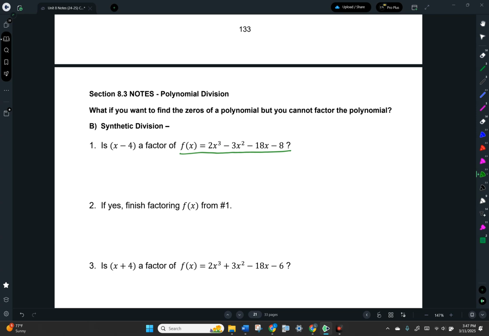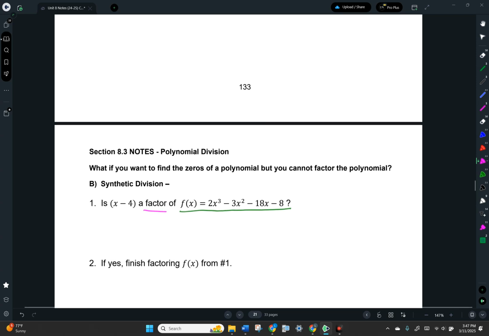Okay, so first of all, let's think about what does it mean to be a factor. So go back to your elementary school days. I know that 2 times 4 equals 8. So that means 2 is a factor of 8 and 4 is a factor of 8, because the idea is that 2 would divide into 8 evenly, or 4 would divide into 8 evenly.